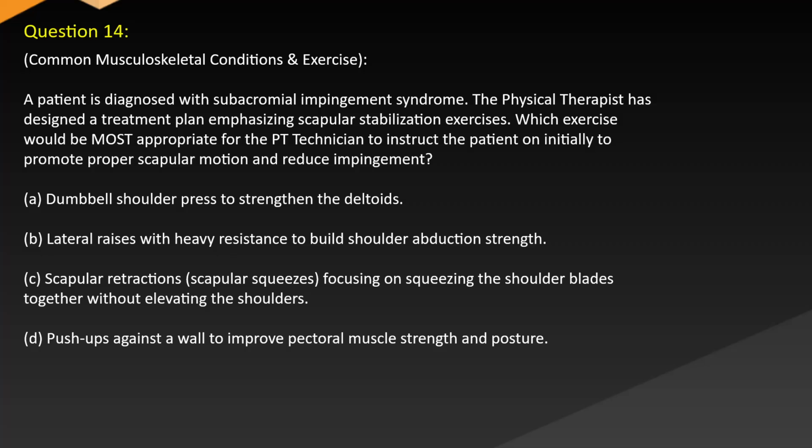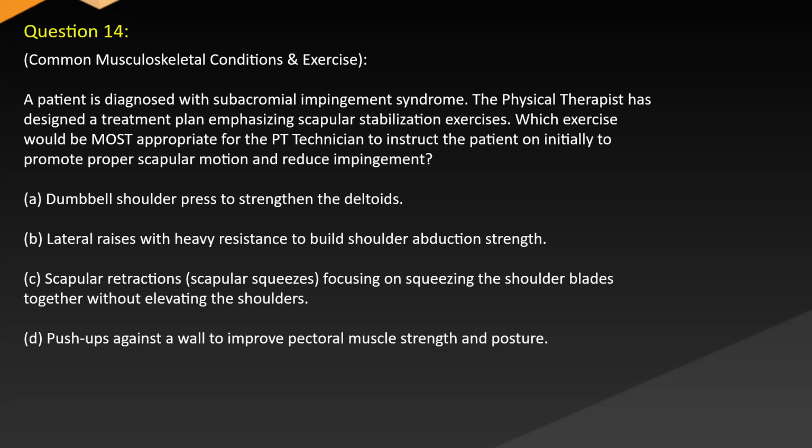Question 14. Common musculoskeletal conditions and exercise. A patient is diagnosed with subacromial impingement syndrome. The physical therapist has designed a treatment plan emphasizing scapular stabilization exercises. Which exercise would be most appropriate for the PT technician to instruct the patient on initially to promote proper scapular motion and reduce impingement?